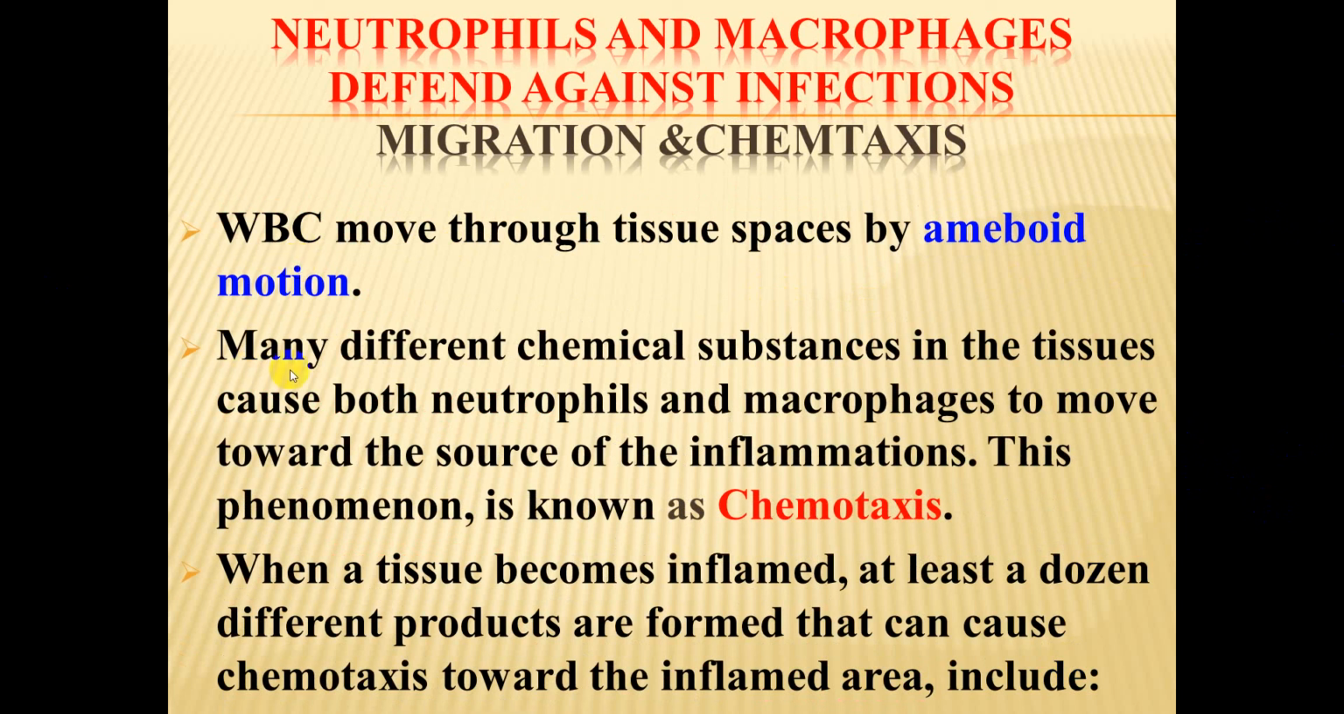Many different chemical substances in the tissues cause both neutrophil and macrophage to move toward the source of inflammation. These factors are called chemotaxis. Of course, when we have infection or inflammation, the infected tissue will start to release substances, and their level increases inside the tissue. Neutrophils and monocytes in the nearby area respond to them.